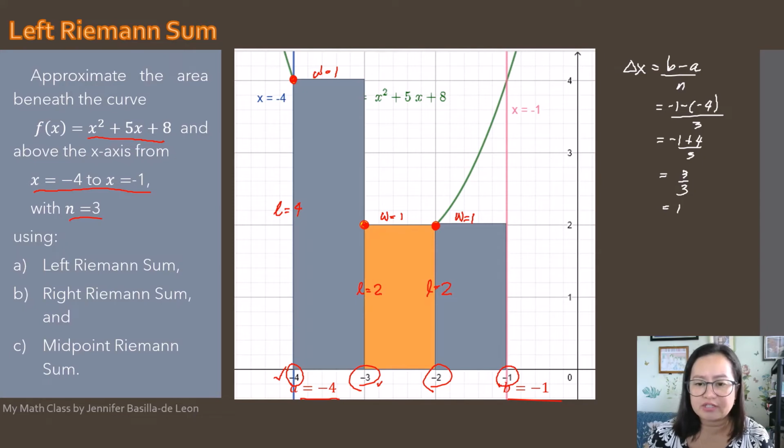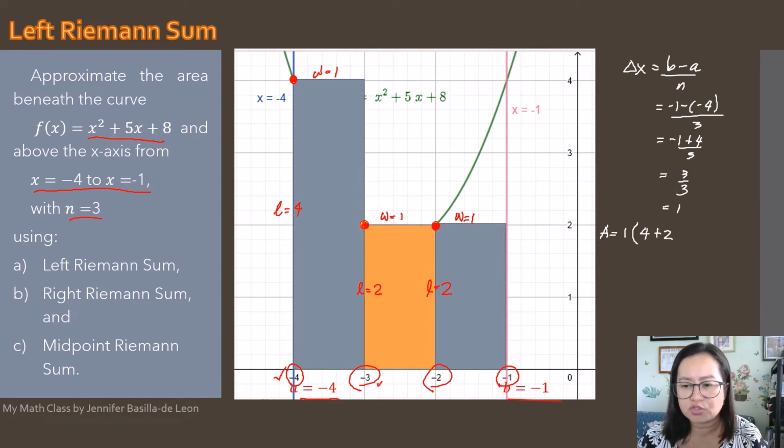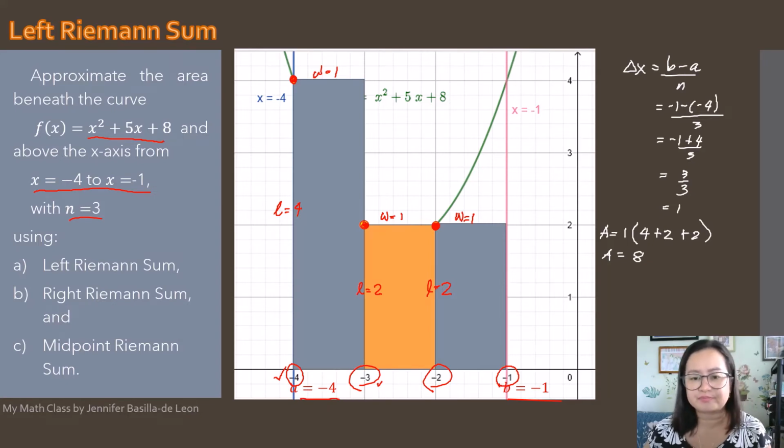Now, to get the area of this region, we have to get the total of the area of these rectangles. So since the width is 1, we get the sum of 4, 2, and another 2. So the area is approximately equal to 8. So using the left Riemann sum, the area of the said region is approximately equal to 8 square units.